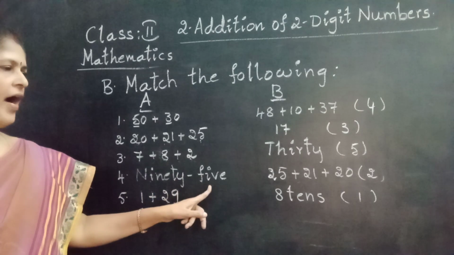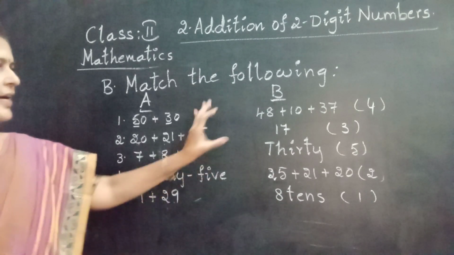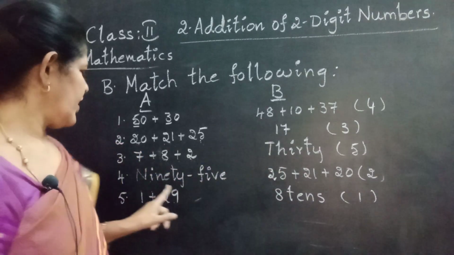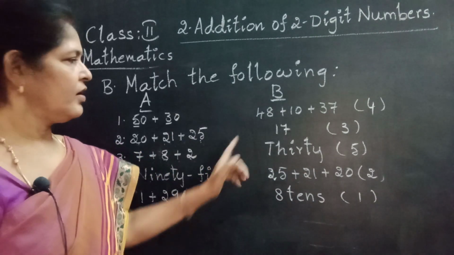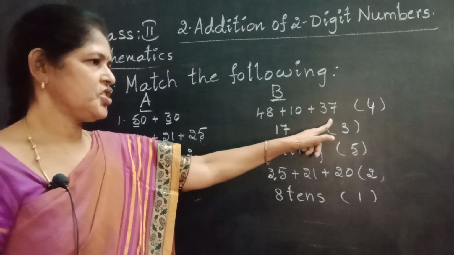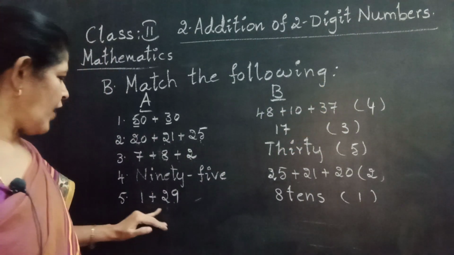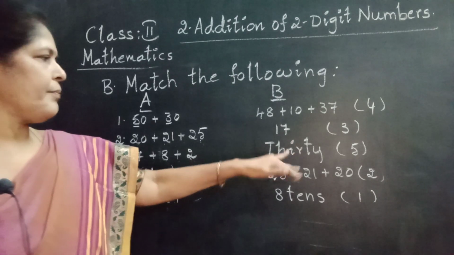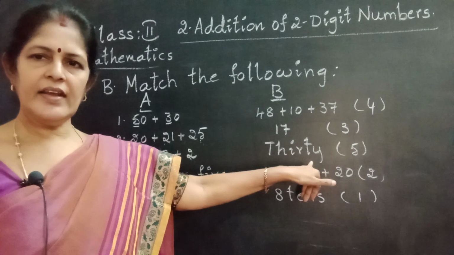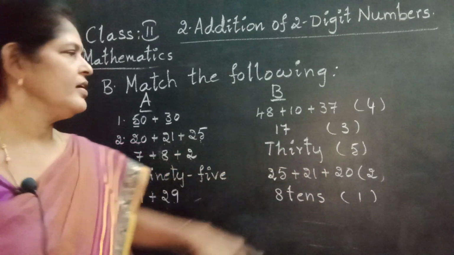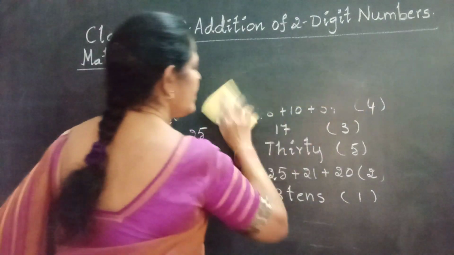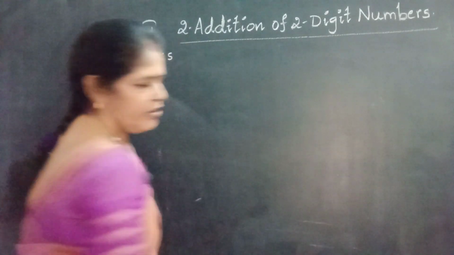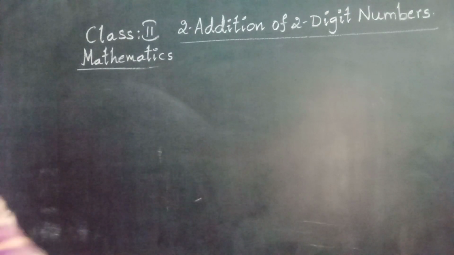Next, 95. Here these two answers are remaining. 30 is not answered. 95 means the total. We get the total of this addition. That is going to 4. 1 plus 29. 1 plus a number means the next number. 29, after that 30. Are you understood? Okay. You also follow me and watch the video and write in your textbook correctly.